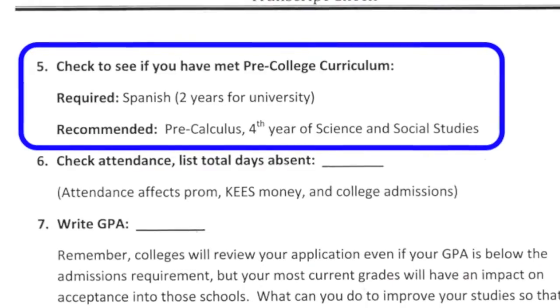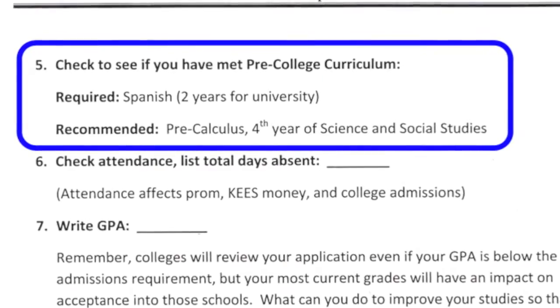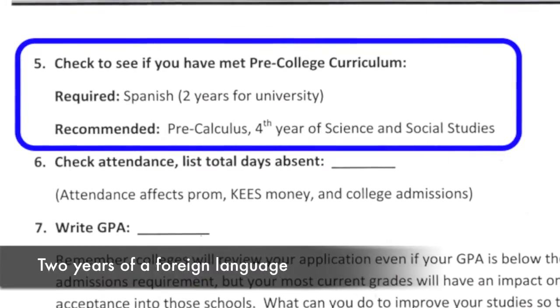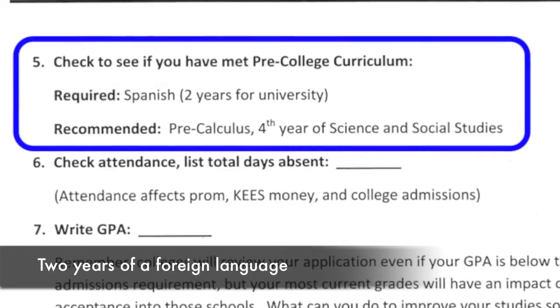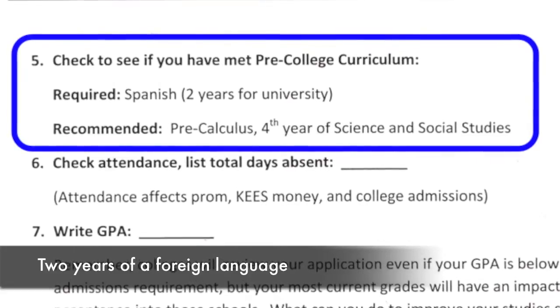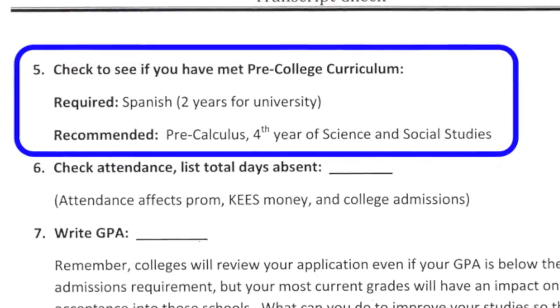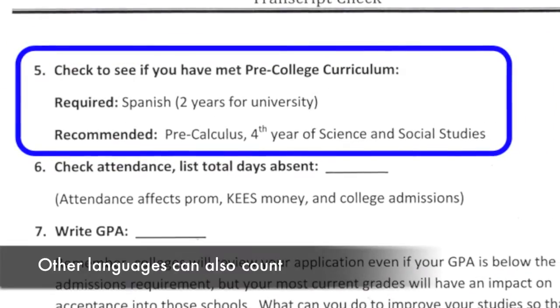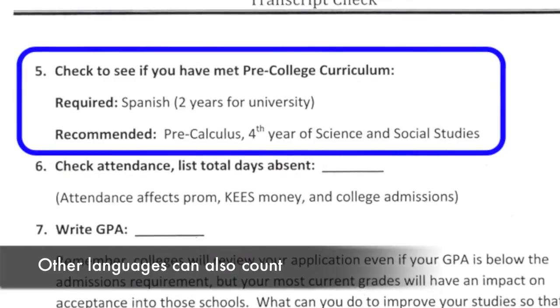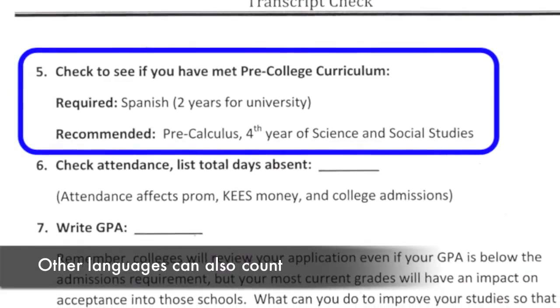In order to go to college, there are certain classes that public universities require you to have. One of those courses is Spanish, 2 years of a foreign language, if you want to go to a university. If you've gone to a previous school and you've had another foreign language, that can count as well, but you have to have 2 years, 2 full credits in the same foreign language.